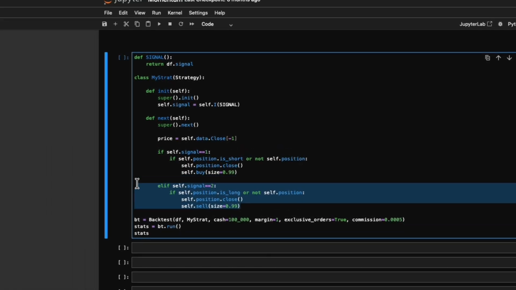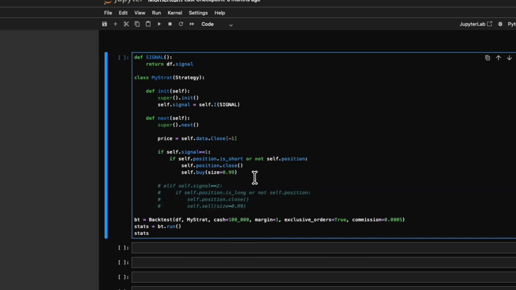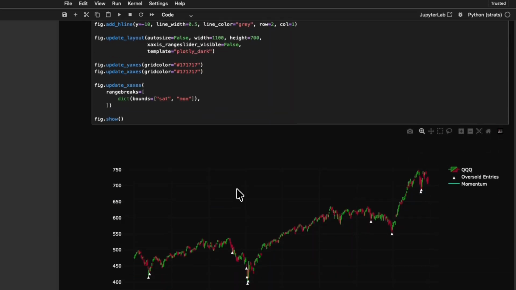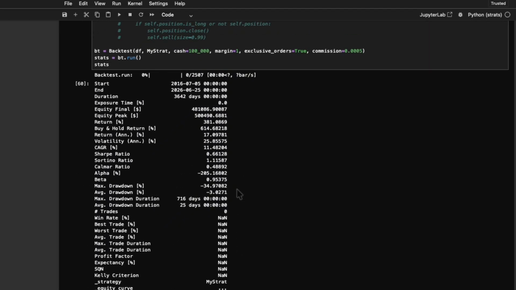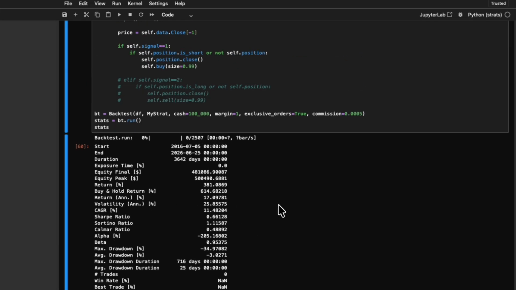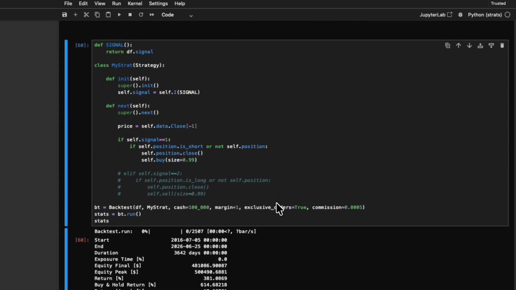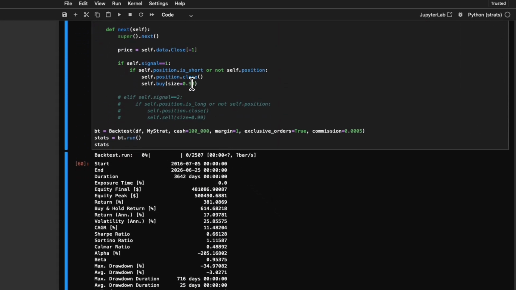Just going to comment this block out for the time being, because we only have 1s in our signal column for now. So if I run this in raw format, in fact, let me just run everything. But if I run this now without adding any kind of sell signal, you only get one trade. In fact, it's not even closed yet. So the first time you got a buy signal here, it's just holding long. And that's because you've never told it when to get out.